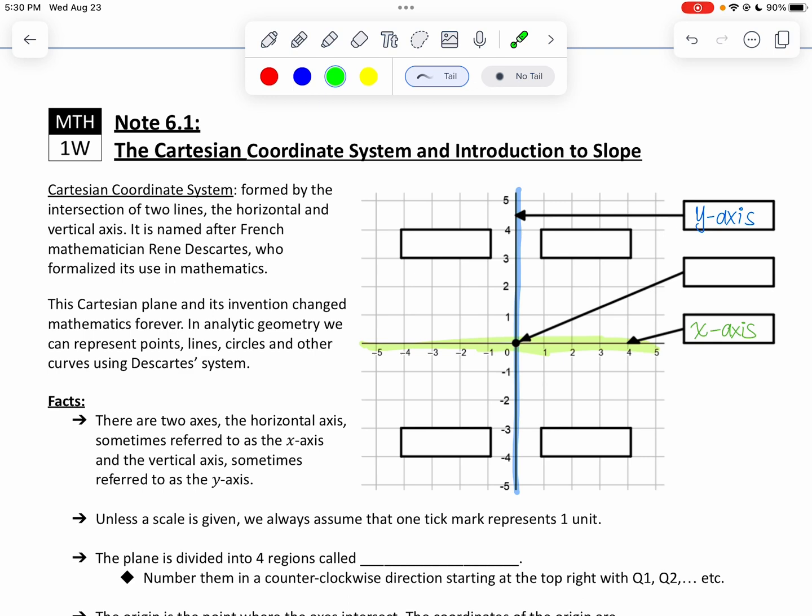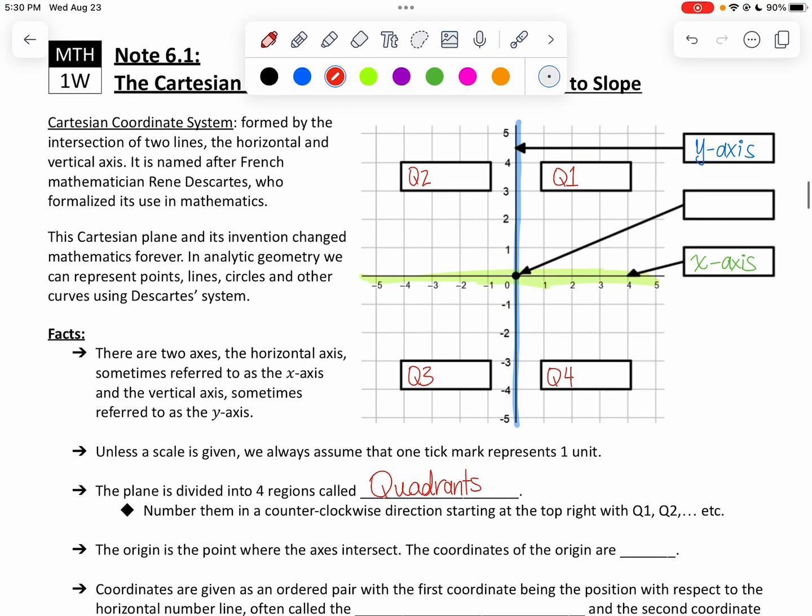The plane is divided into four regions, which we call quadrants. We number them in a counterclockwise direction, starting at the top right with Q1, and then we're going to go counterclockwise and label. So what that means is that Q1 is this first box up here, Q2 is the next box, then Q3 traveling around in a counterclockwise direction, and lastly we have Q4 in the bottom right corner.